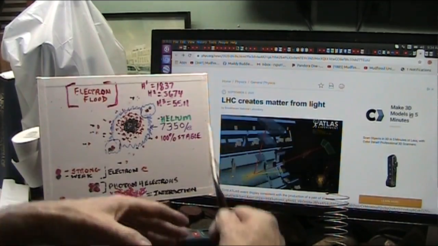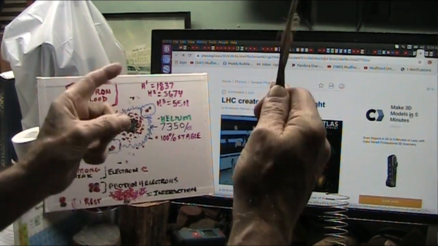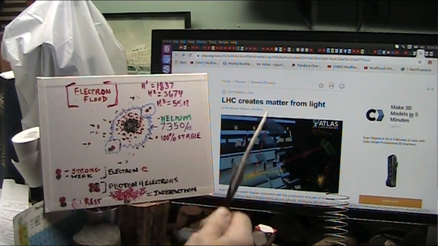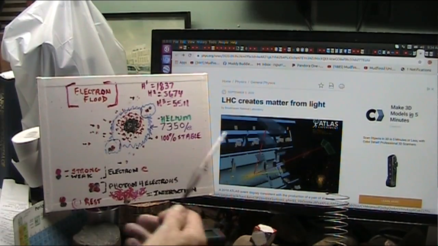Light can accelerate, light can slow down. Light is matter, light is a particle. Light, as I will show you, can actually divide from the weak and the strong force.